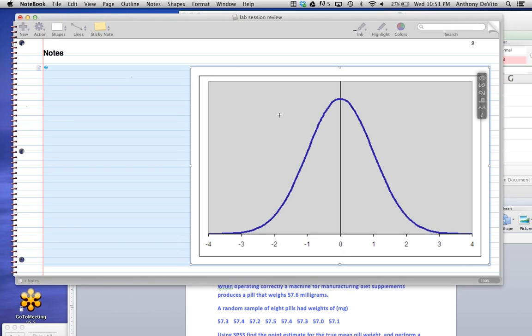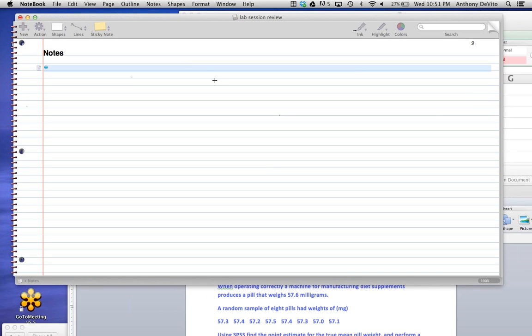So let me bring this up here. The manufacturer claims that the mean weight of the pills that he's producing is equal to 57.6. Now, if that's true, we want to see whether that is true or false.